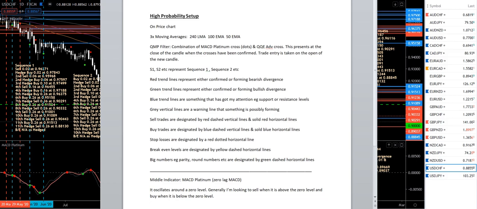Remember, as I said, all trades are recorded on a shared spreadsheet, which is available to everyone. Also, all trades taken, screenshots taken, and that is also in a shared spreadsheet, shared folder. So there's plenty of resources available.